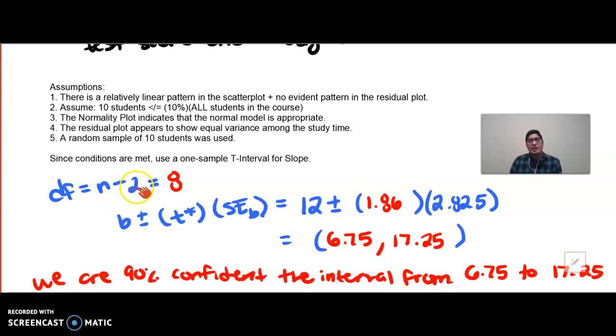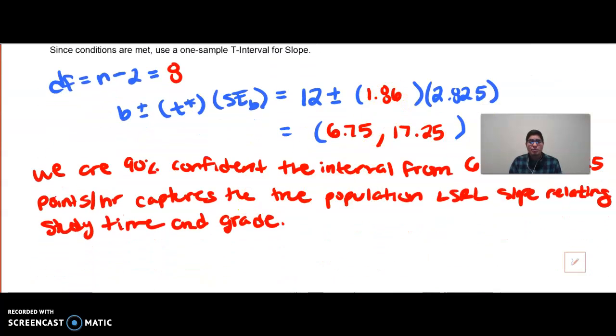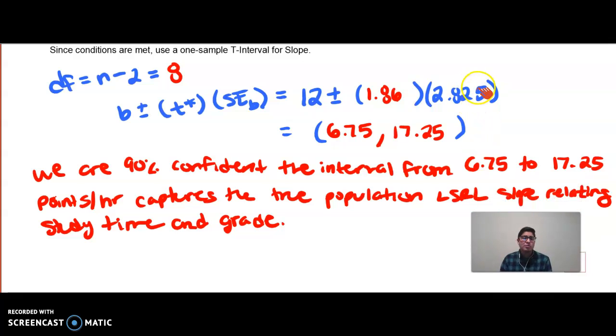Here, degrees of freedom is n minus 2, so 10 minus 2 gives me 8. And now I just substitute in my values, 12 plus or minus the critical t value, which is 1.86. Again, I find this from my table using 90% confidence and 8 degrees of freedom, and then the standard error of the slope, which was 2.825. So here I obtain an interval between 6.75 and 17.25, which we can see is completely positive, so 0 is not in the interval, so I have evidence to suggest there is a positive linear relationship here.